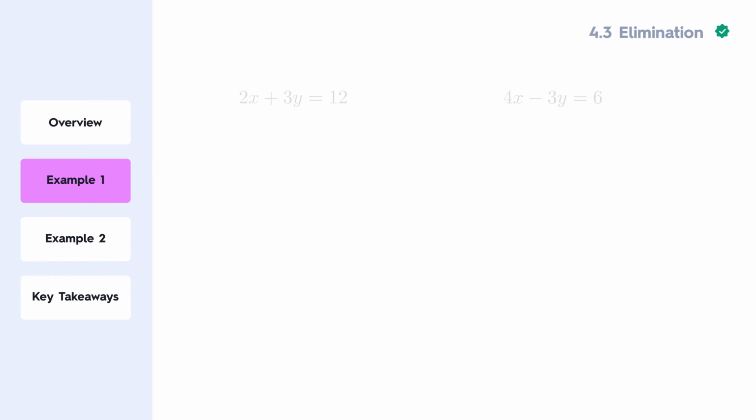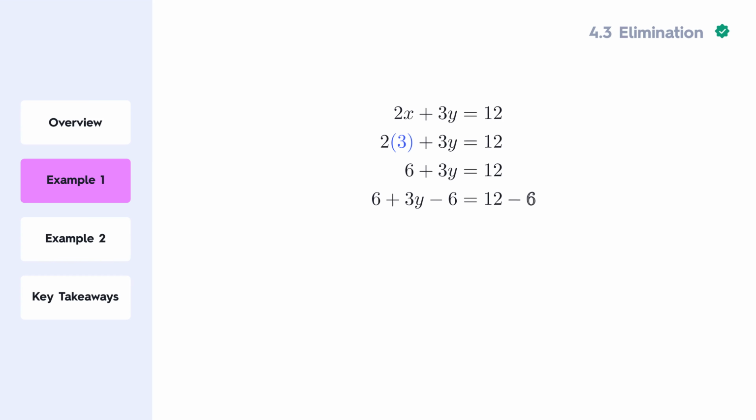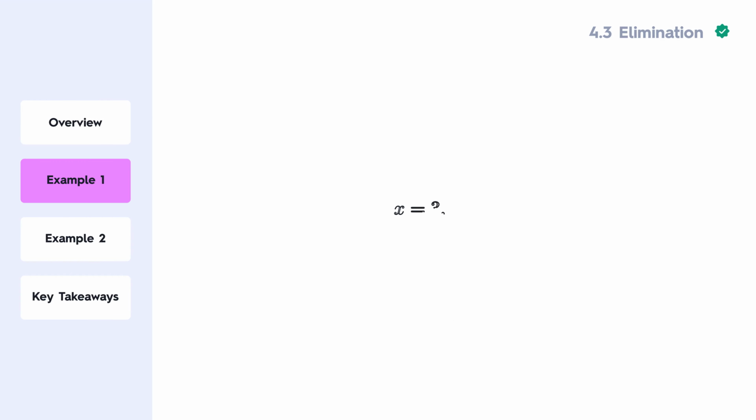Let's use the first equation. We then simplify the equation to find the value of y. Now, we solve for y by subtracting 6 from both sides. Then, divide by 3. So, the solution to the system of equations is x equals 3 and y equals 2.